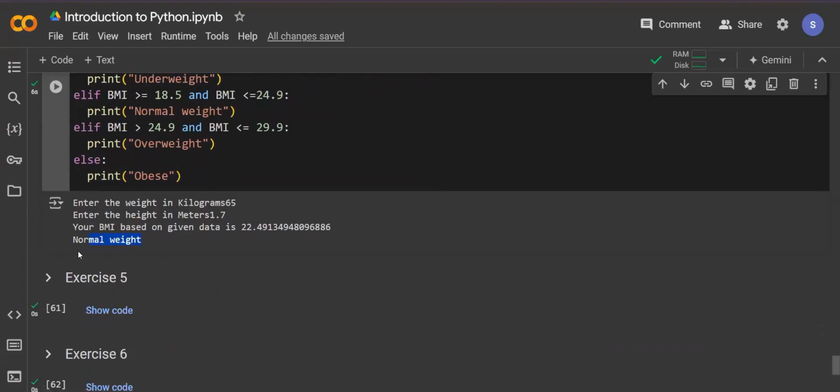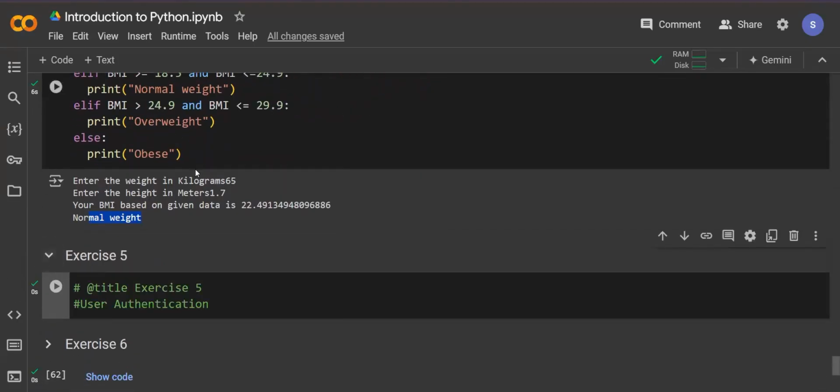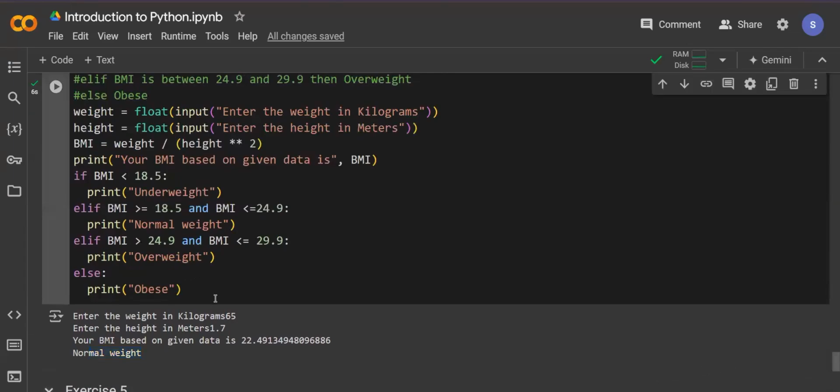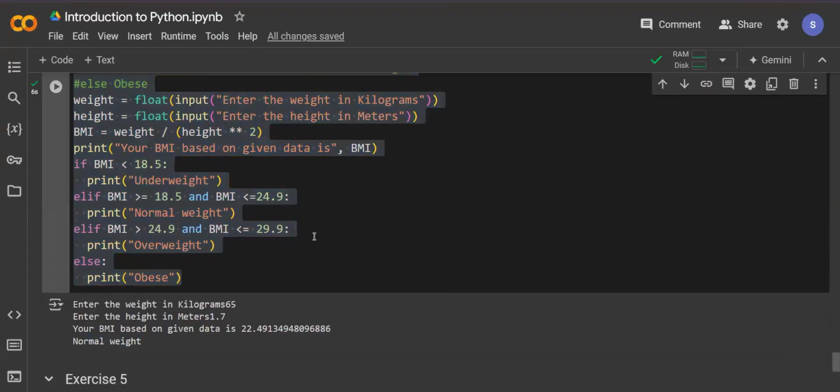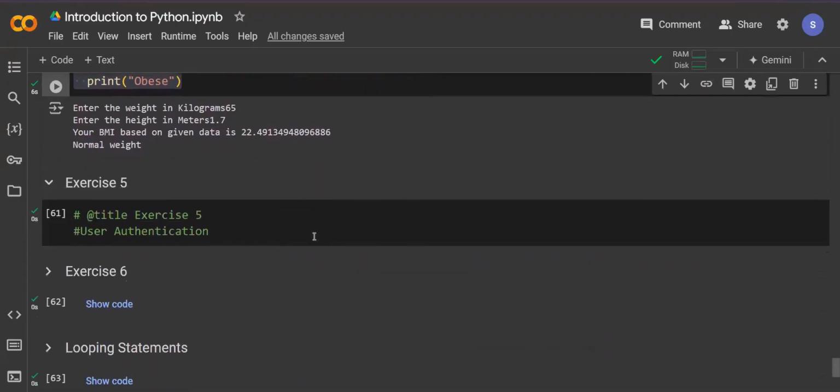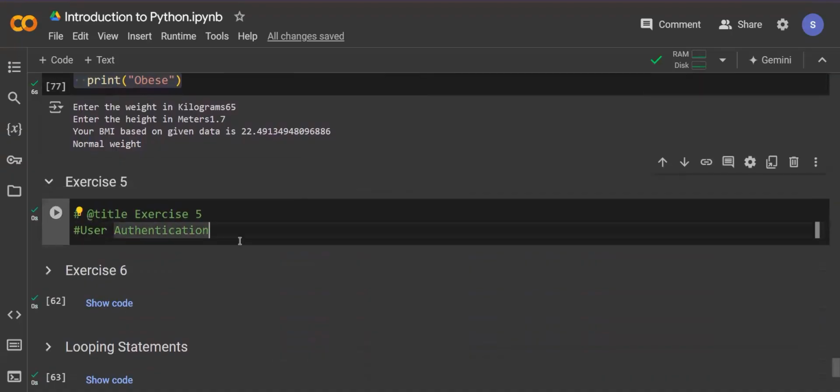Let's move on to the next exercise. I hope everyone has completed this. Before that, I'll share the code. Yes, please look into the code. And let's move on to the next exercise. This is called user authentication. Now, what is this and why is it important?